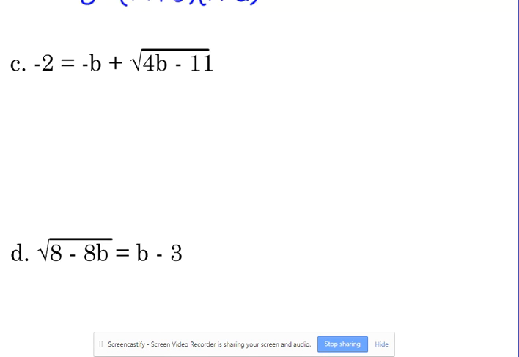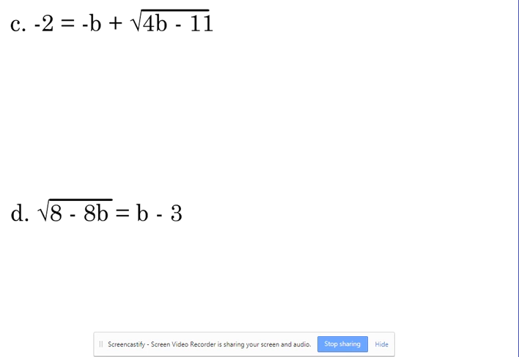Okay, let's look at C. We've got a little bit more going on with C. We've got negative 2 is equal to negative b plus the square root of 4b minus 11. So this time, the square root is not already isolated. It is not on a side by itself.